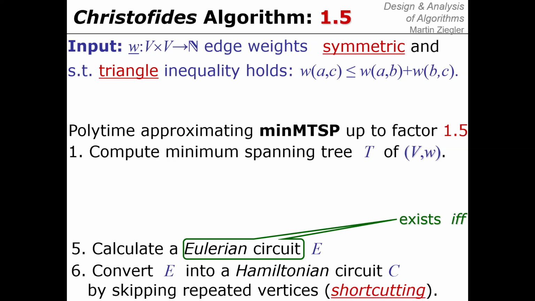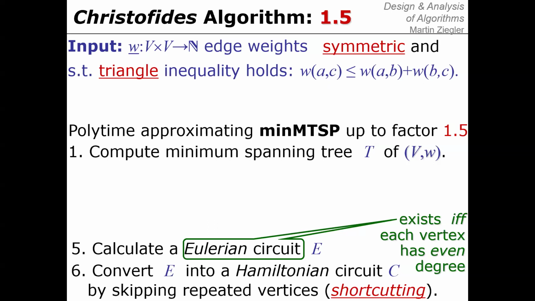and then converting that into a Hamiltonian circuit, which in general we cannot do, but this is a complete graph. And the way to convert a Eulerian circuit into a Hamiltonian circuit in a complete graph is by taking shortcuts, avoiding vertices that have already been visited. And by triangle inequality, this will only make the overall path shorter.